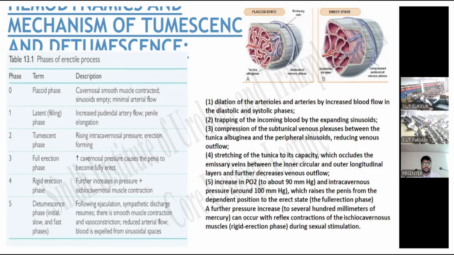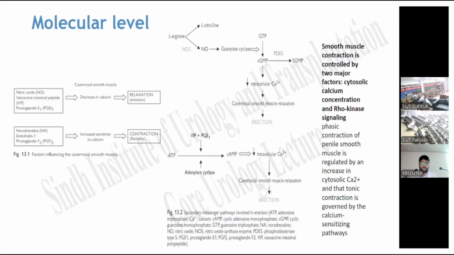So, if I may add, the start of the tumescence is not only at the level of smooth muscle, it is at the molecular level. Next, please. If we can appreciate it, there are modulators, that is nitric oxide, VIP, PGE1, which are initiators, and some of the inhibitors like noradrenaline and PGF2.